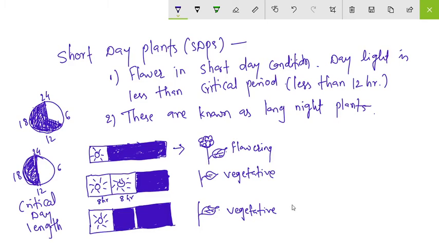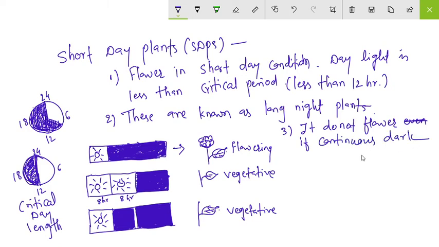So SDP will not flower if the continuous dark period is disturbed even by a single flash of light.